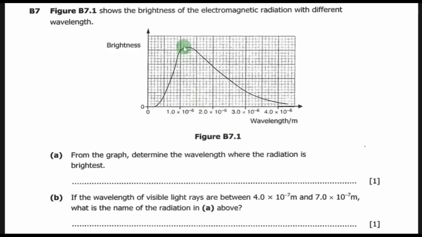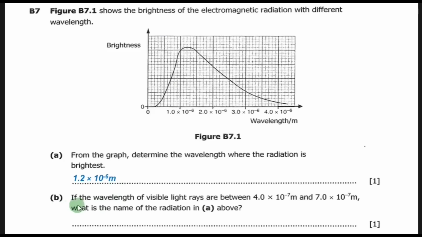So if this point is the brightest point, and we come down at this point here, what wavelength does it represent? If this is 1, then this is 1.1, this is 1.2. So it will be 1.2 times 10 to the power negative 6 meters. So the wavelength when the radiation is brightest is 1.2 times 10 to the power negative 6 meters.